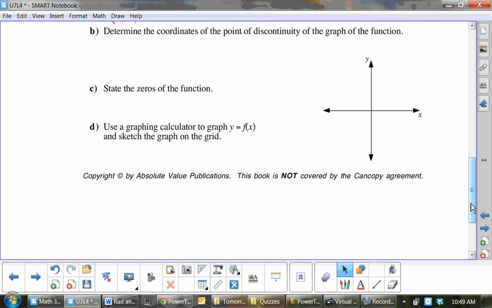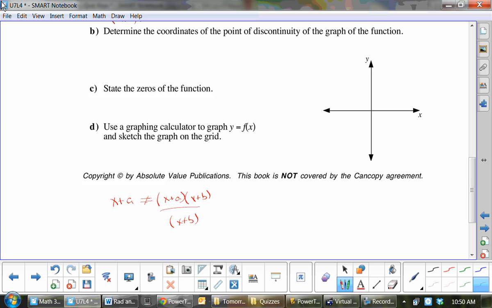what I'm trying to sum up in one thing is x plus a times x plus b over x plus b does not equal x plus a. These are not equivalent, even though, after I cancel it, it looks the same.